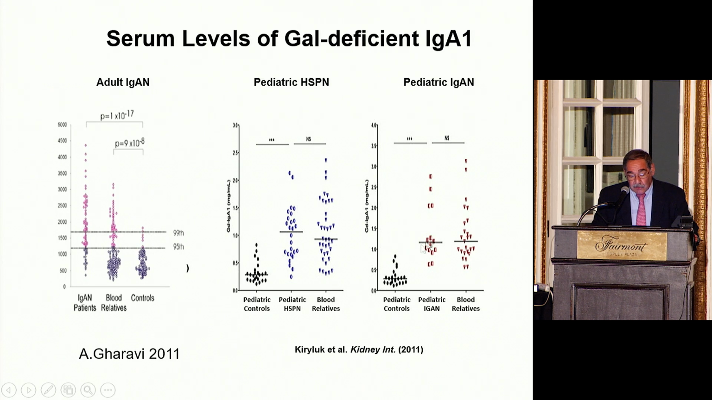Now, this is also true for pediatric IgA. This was Ali Gharavi's study, who runs the renal division now at Columbia, and Christoph Kiriluk, you'll see his name again, does a lot of the genetics in it. But pediatric patients have the same thing. And patients with Henoch-Schönlein purpura have the same thing. They and their relatives have an abnormal molecule.